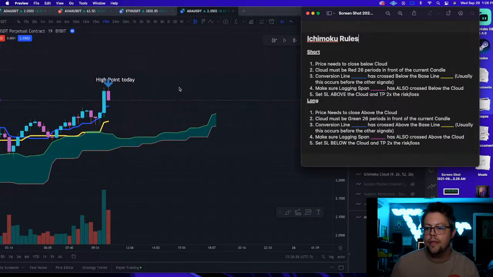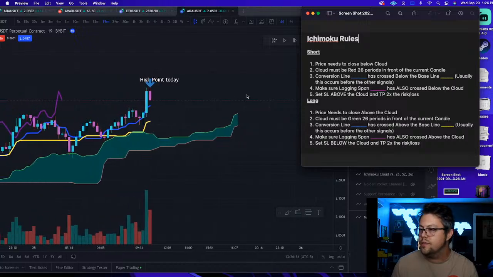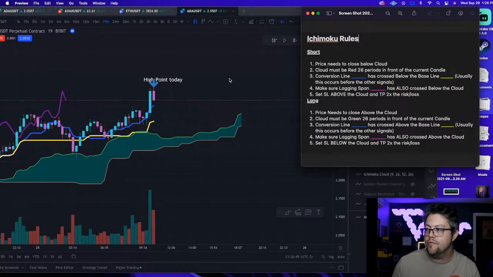And I don't think which cloud matters, it just needs to close below the cloud, which is the whole shebang of greens and reds. So the price needs to be below it and it needs to close below it. It can't just hang out there and then shoot back up. Number two, the cloud must be red 26 periods in front of the current candle.